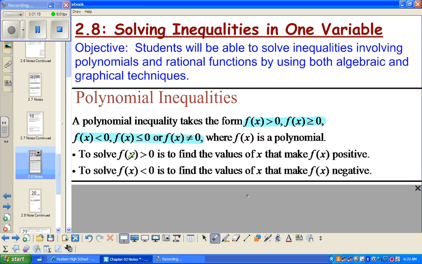To solve f of x is greater than 0 is to find the values of x that make f of x positive. In other words, if we're asking to solve f of x is greater than 0, we're basically asking for what x values is the graph above the x-axis. If we're asked to solve f of x is less than 0, we're just asking what x values will give you a graph that's below the x-axis.